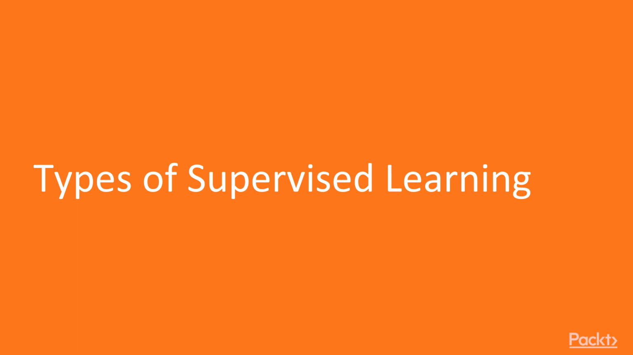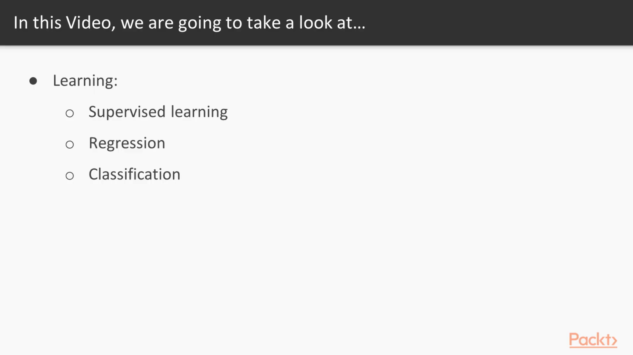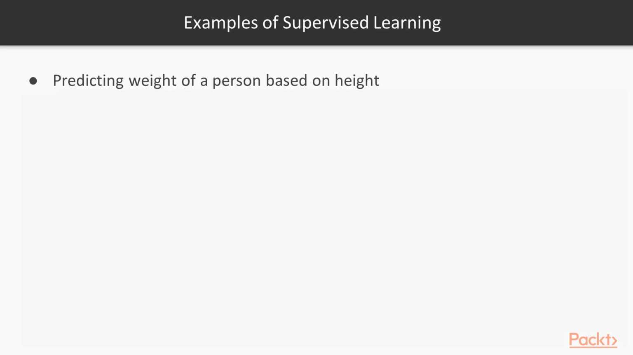In this video on types of supervised learning, we are going to look at the following. We will understand what is supervised learning and what are the two popular types of supervised learning, regression and classification. As we saw in the previous section, supervised learning is a machine learning technique in which we have a labeled data consisting of predictors and target variables.